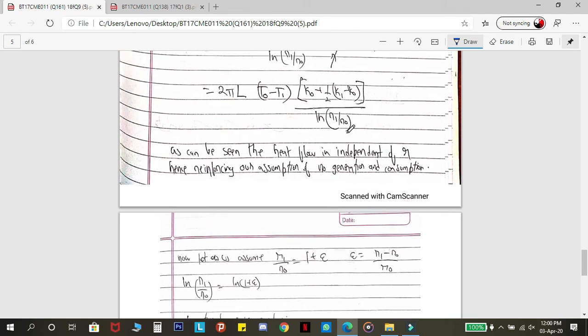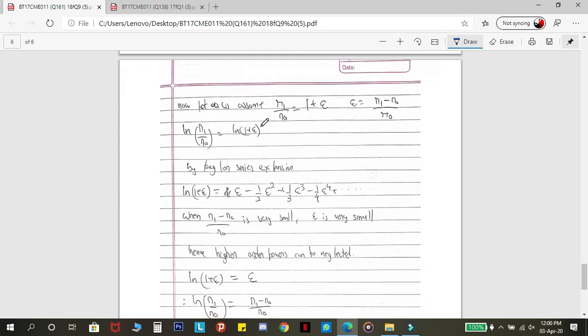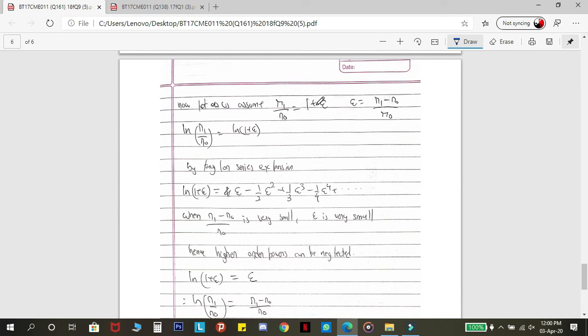Now for the second part of the question, we're asked to simplify when R0 minus Ri by R0 is small. So for that we'll have to simplify this term, because this is the only term involving R1 and R0. Now R1 by R0 I'm assuming as 1 plus epsilon, because you have the Taylor series expansion for ln of 1 plus x. So this is your ln of R1 by R0 equal to ln of 1 plus epsilon. Using Taylor series expansion, you get this. When you simplify this and try to find out what epsilon is, you get R1 minus R0 by R0.